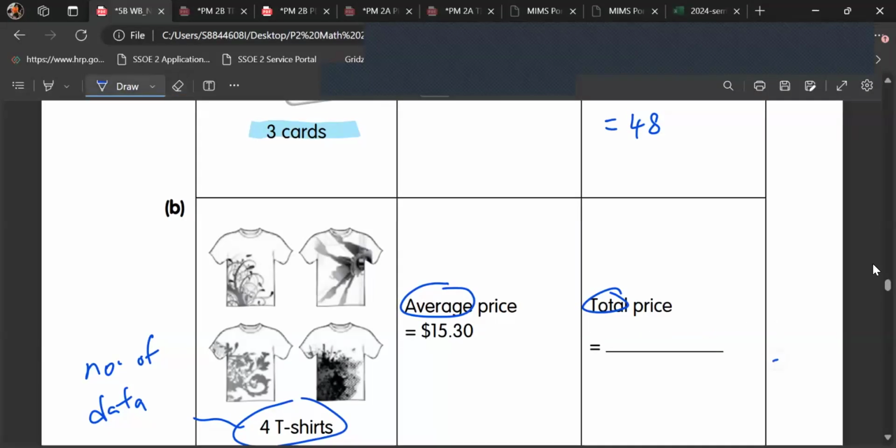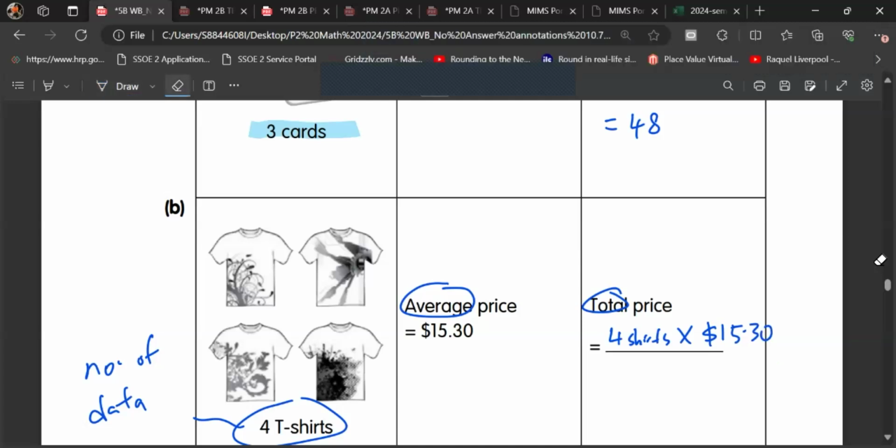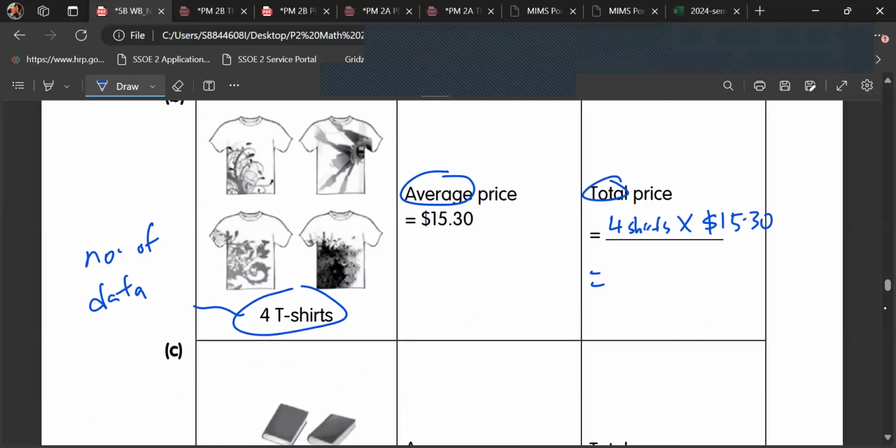Okay, 4 shirts multiplied by the average $15.30. You can do $15.30 plus $15.30 plus $15.30 plus $15.30 also can. Okay, so let's say if I find that it's difficult to do calculations, then I can do repeated addition.